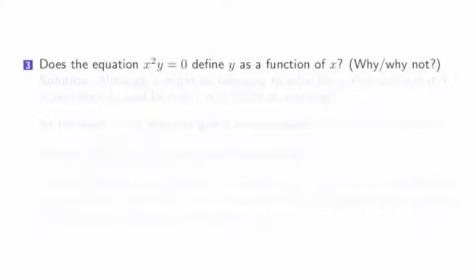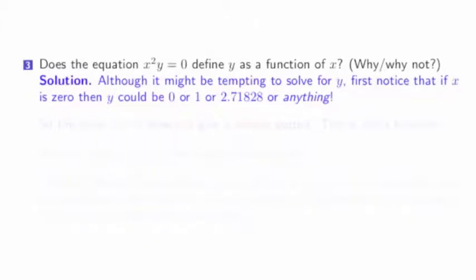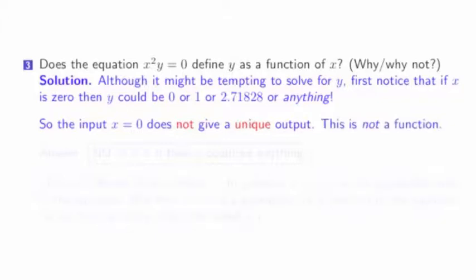Here's another problem. Does the equation x squared y equals 0 define y as a function of x? Why not? It might be tempting to solve for y here, but first notice that x equals 0 could solve this problem. If x is equal to 0, then we can find y values that will make this be true. In fact, y could be 0 or 1 or 2.71828. Y could be anything. The input x equals 0 does not give a unique output, so this is not a function.